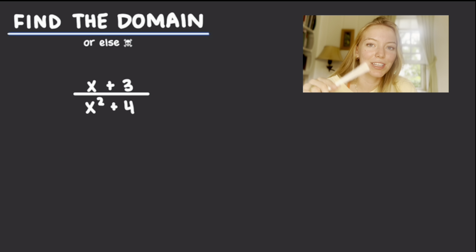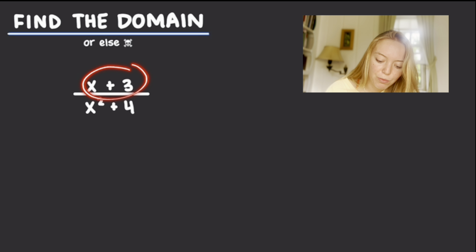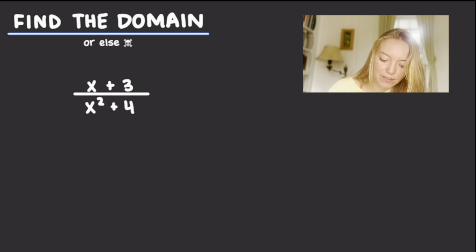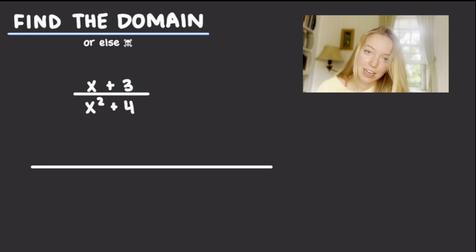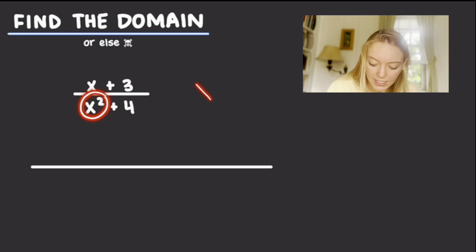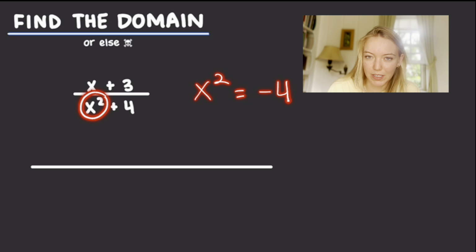All right, this example is kind of tricky, and teachers like to throw this one in. So if we look at the numerator, no problem with the numerator, right? It works for the whole number line. Let's look at the denominator. We know that this denominator can't equal 0. Well, what number would make this denominator 0? If this x squared was equal to -4, then the denominator would be 0.